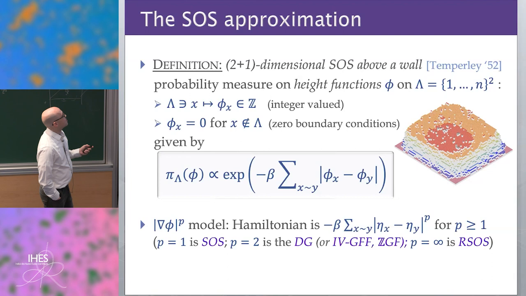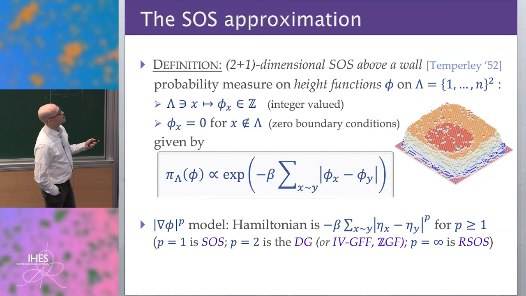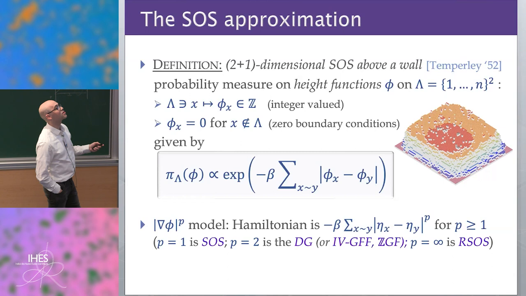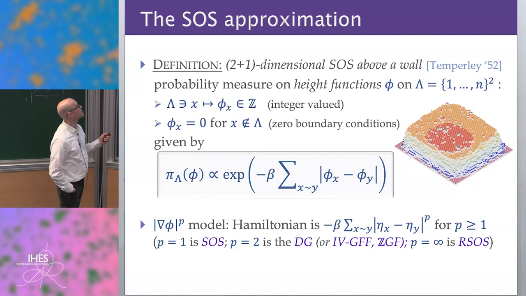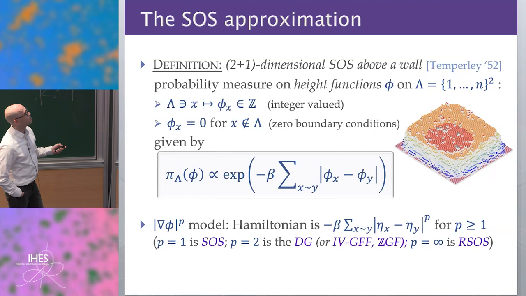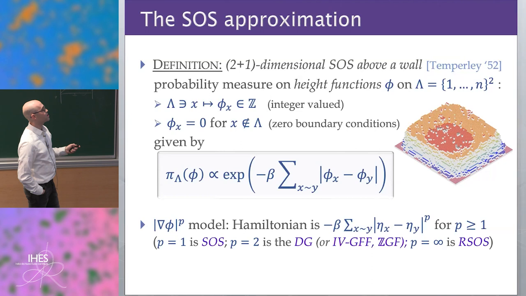And then these other models that I mentioned would just take, instead of the absolute value of the differences, the absolute value raised to the power of p. This is the grad phi to the p model. And p equals 1 is SOS, p equals 2 is what Jung in his paper called the discrete Gaussian. Today you can find it in different papers with different names, sometimes IVGFF. In Eisenman's recent paper from October, he called it ZGF, Z for the integer valued. This is restricted SOS. Okay, we're going to focus on the SOS case. But the phenomenon is the same in all of these models in terms of entropic repulsion.